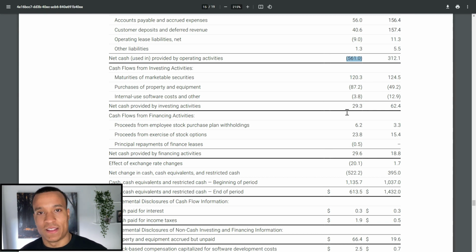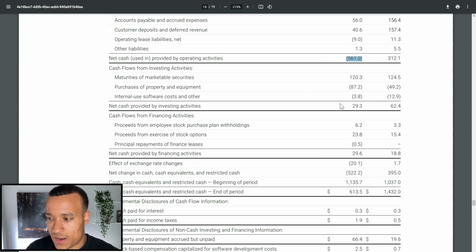So either way, without a doubt, I'm not saying that this business is going to go bankrupt or anything like that, but for sure they are going to have to raise debt or issue new shares, and either one of those things is not going to be good for the shareholder.